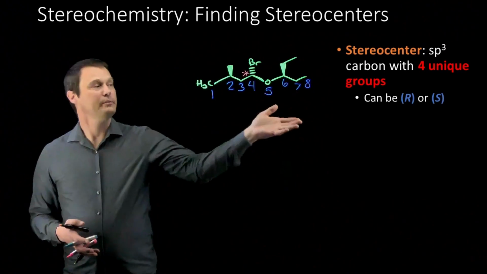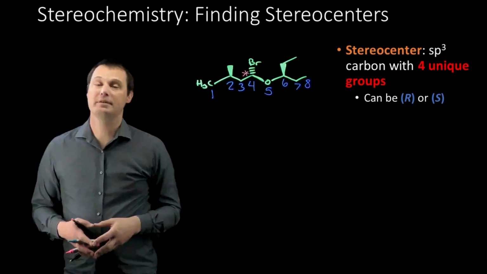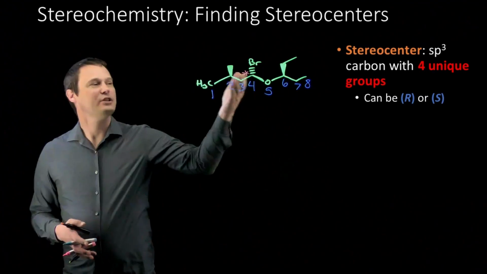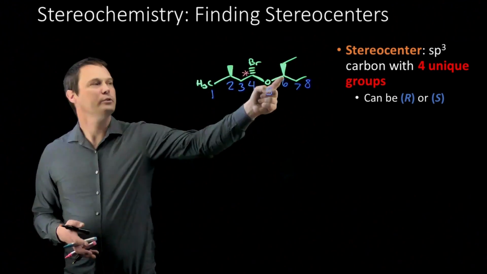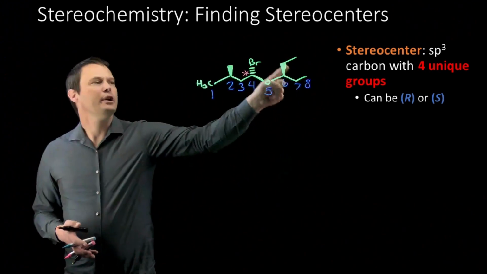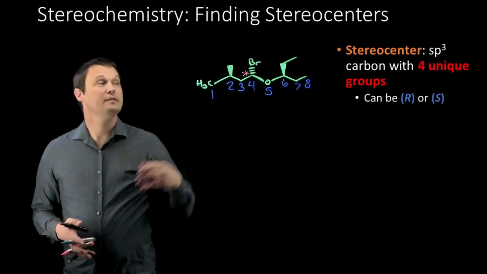Oxygen is not a stereocenter. For our definition for right now, it's not a carbon, but it also has 2 identical lone pairs attached, so it wouldn't be a stereocenter even if we were expanding this definition. Carbon number 6 is attached to the oxygen chain, which is unique from the hydrogen, which is unique from the 2 carbon chain, but it's also attached to another 2 carbon chain. There are 2 identical ethyl groups, 2 carbon chains attached to carbon 6. Carbon 6 is also a distractor.